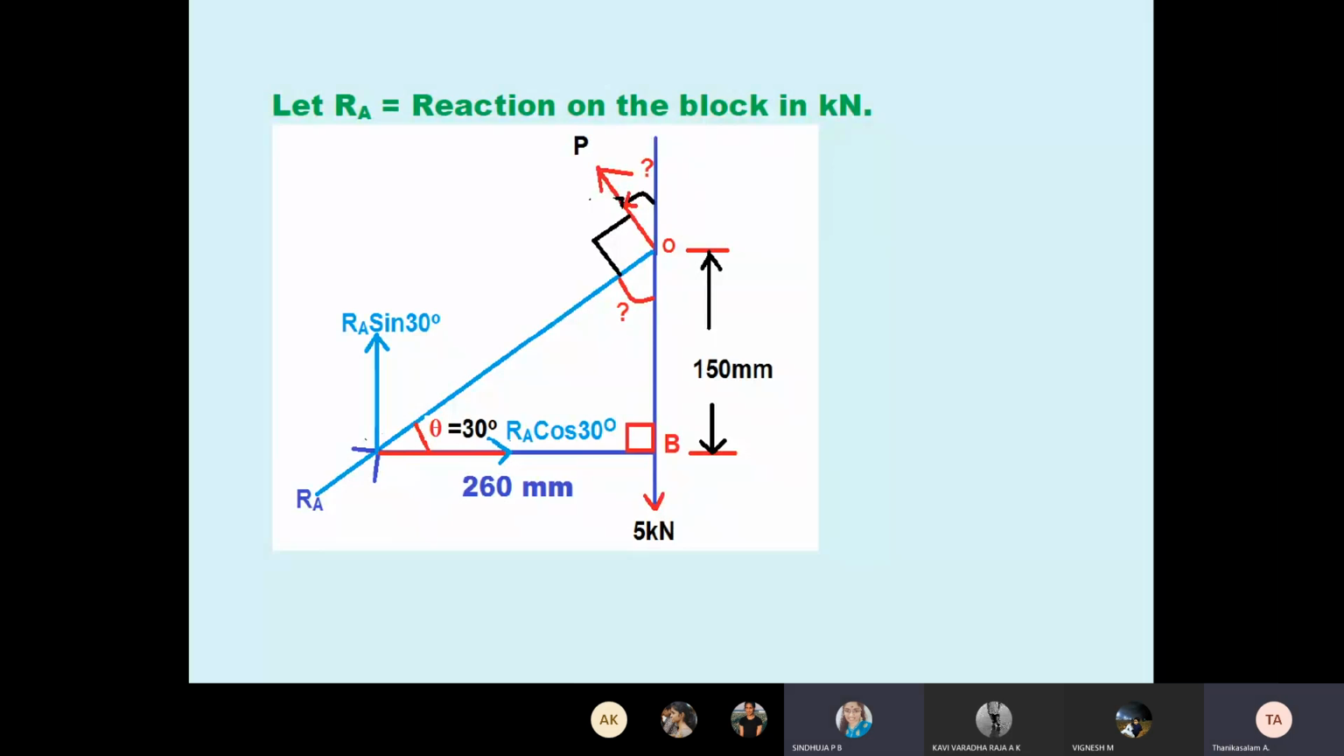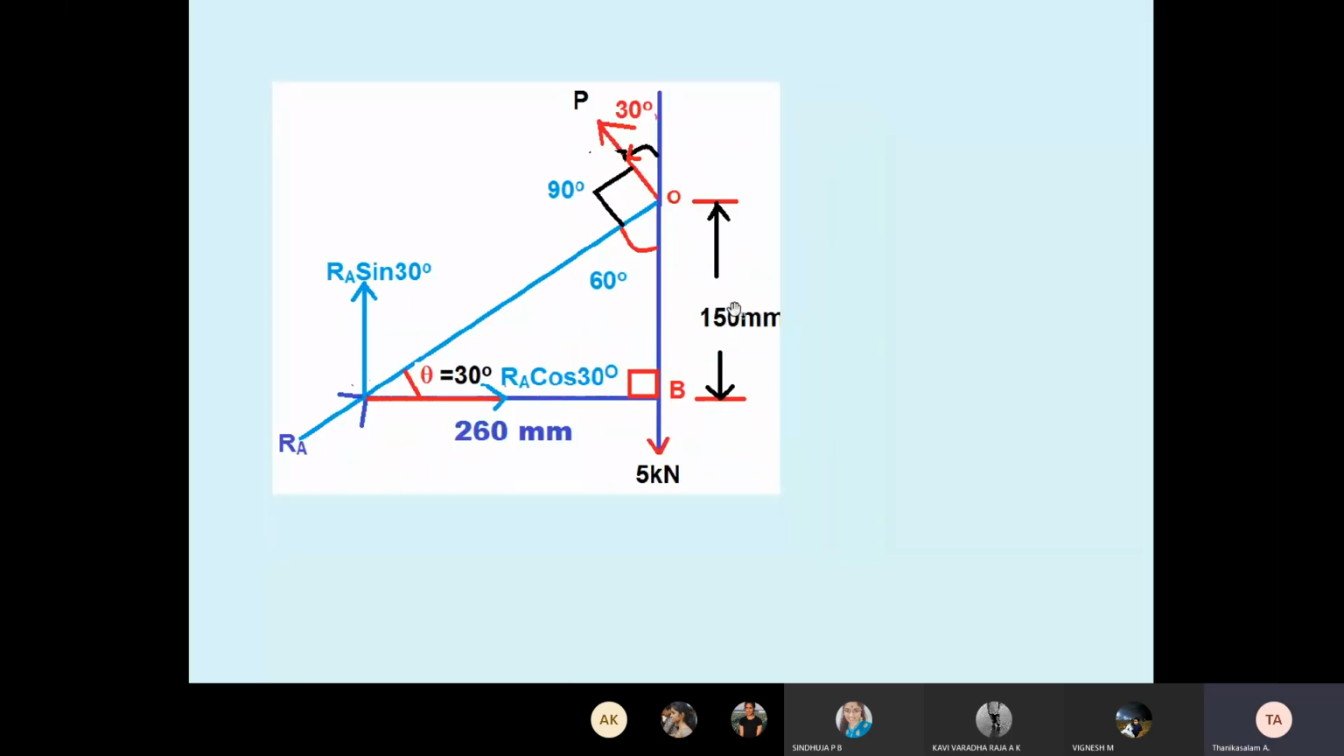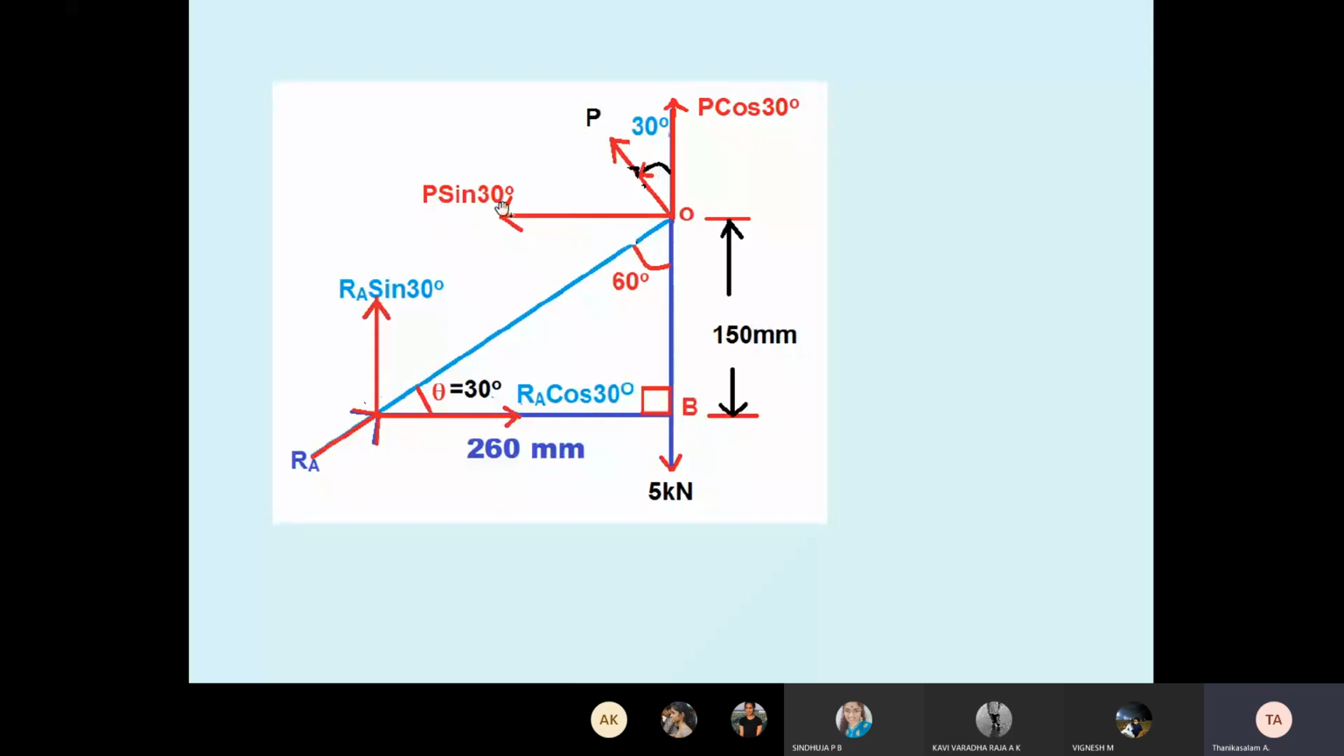The whole semicircle angle will be 180. You know one semicircle is how much? 180, no? Already 60 plus 90 is 150, so the balance is 30 degrees. The full circle is 360, so one half is 180. Already 60 is there, 90 is there, so the balance is 30. So P is in the second quadrant, at 30 with respect to vertical. So P cos 30, P sin 30.